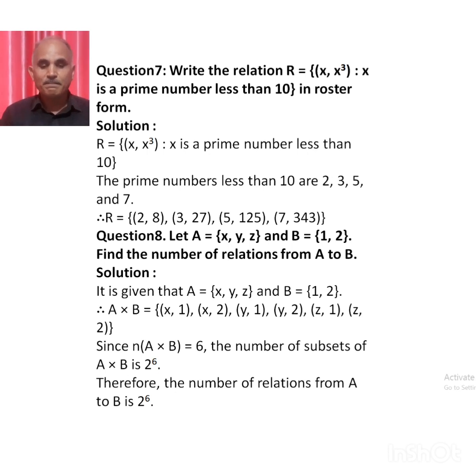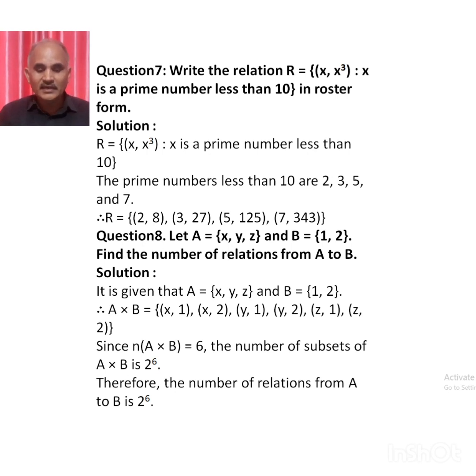Question number 8. Let A is equal to x, y, z and B is equal to 1, 2. Find the number of relations from set A to B. A is equal to x, y, z, and here B is equal to 1, 2. Then get the Cartesian product A cross B. So how do we get the Cartesian product? For example, you get the cross product of x with 1, x with 2, then y1, y2, z1, z2. This way we get the Cartesian product of the two sets.